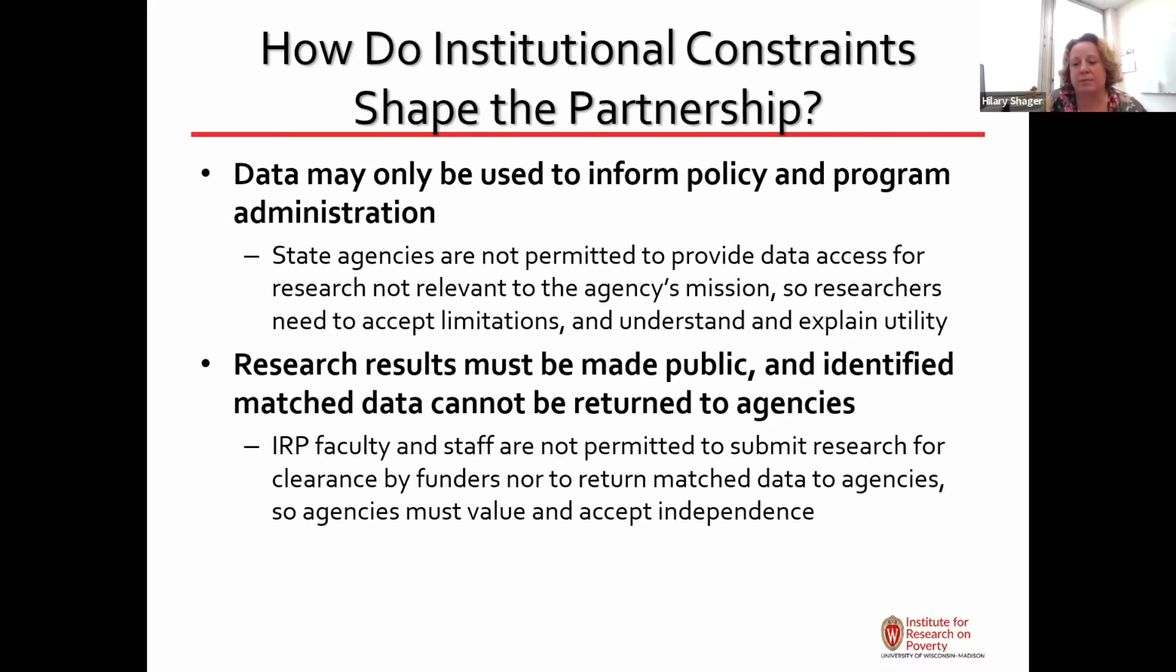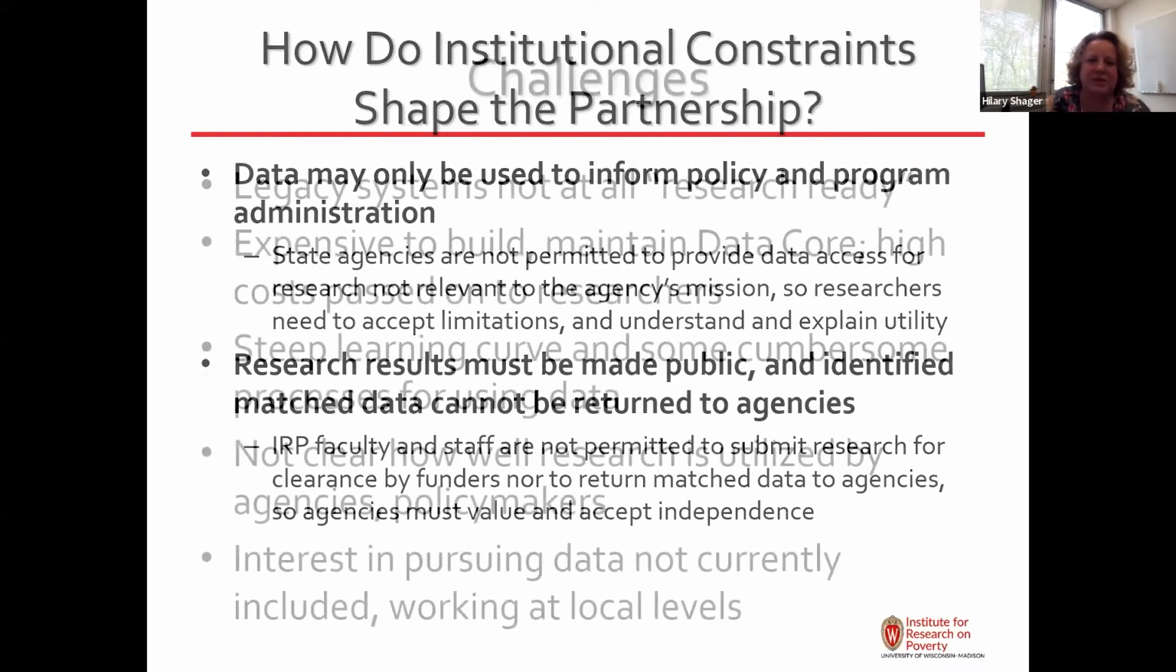So this is the academic freedom part of our work. And identified match data can't be returned to the agency. This is because some of the matching we do is fuzzy matching. And we want to make sure that we're not setting up any kind of instance where the data could be used for fraud or trying to identify things like that, because we aren't 100% sure that this person is that person, right? So that's really important. Those are important constraints.